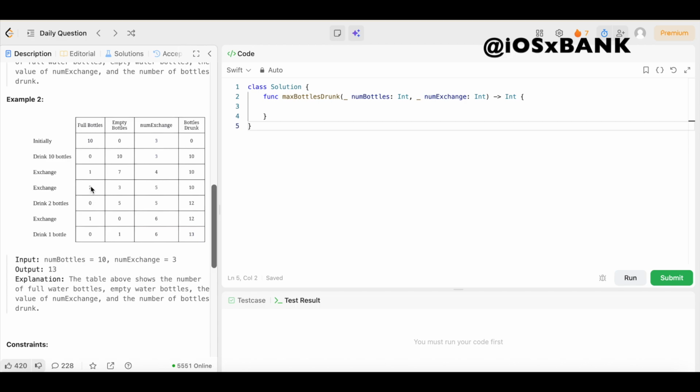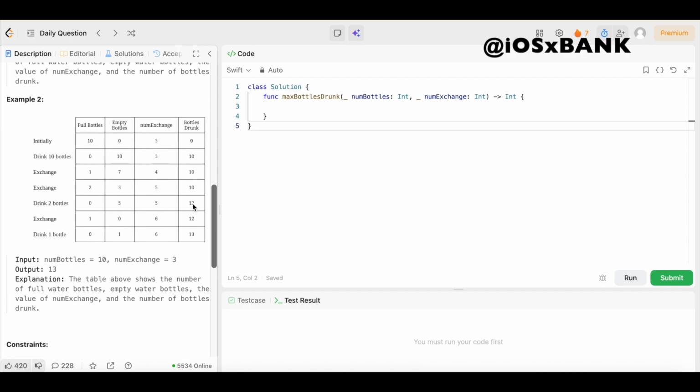These 2 bottles right here, we drink them. Boom. Now we have 0 full bottles. But by drinking these 2, that gives us 5 empty bottles because we were at 3, but now we're at 5. And num exchange is 5. So we can exchange all 5 of these empty bottles. We can exchange it and get another full bottle, right?